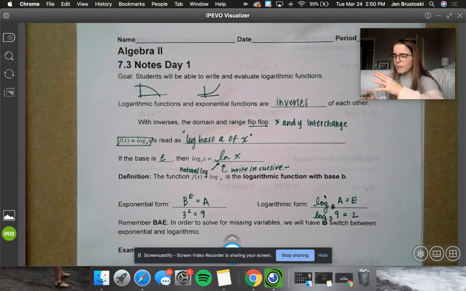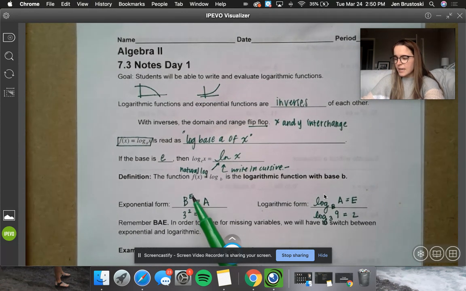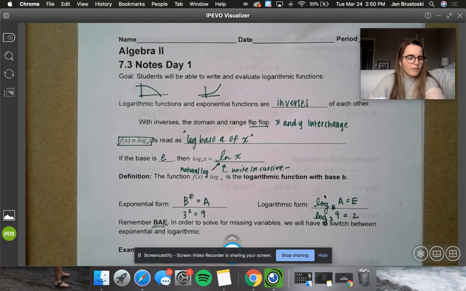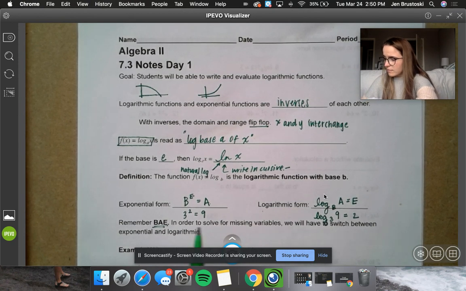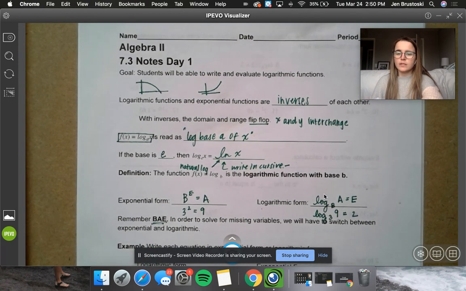The easiest way to remember that is if you remember we have base, exponent, answer, then we're putting it back into bay. I know you guys have all heard of bay before. I can't remember what it means, but we're trying to remember bay, so don't forget bay.